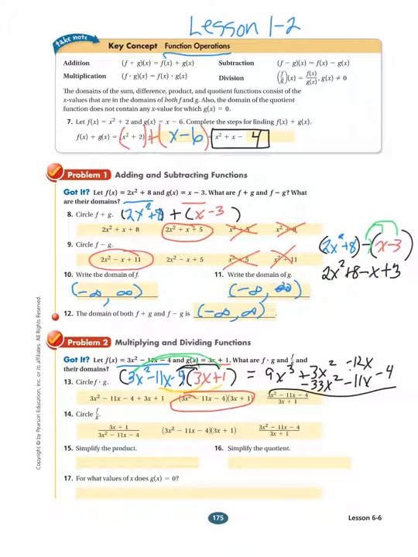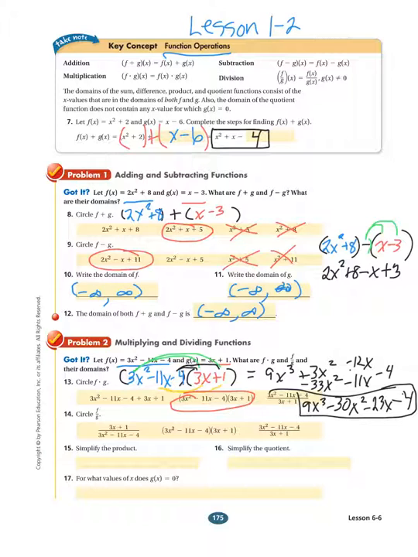So our final answer should be 9x cubed, and then a positive 3 and a negative 33 is negative 30x squared. Negative 12 and negative 11 is negative 23x, and then minus 4. So that is your true answer to that product.